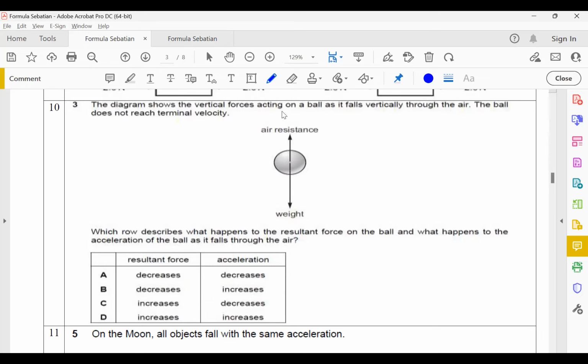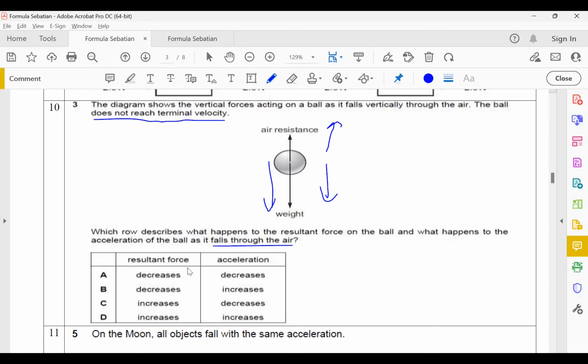The diagram shows the vertical forces acting on the ball as it falls vertically through the air. The ball does not reach terminal velocity. What's the condition to reach terminal velocity again? Yeah, the upwards must be equal to your downwards, right? And if they say this, it means to say obviously the downwards is more than upwards. Okay, with that information in mind, which rule describes what happens to the resultant force on the ball and what happens to the acceleration of the ball as it falls through the air?